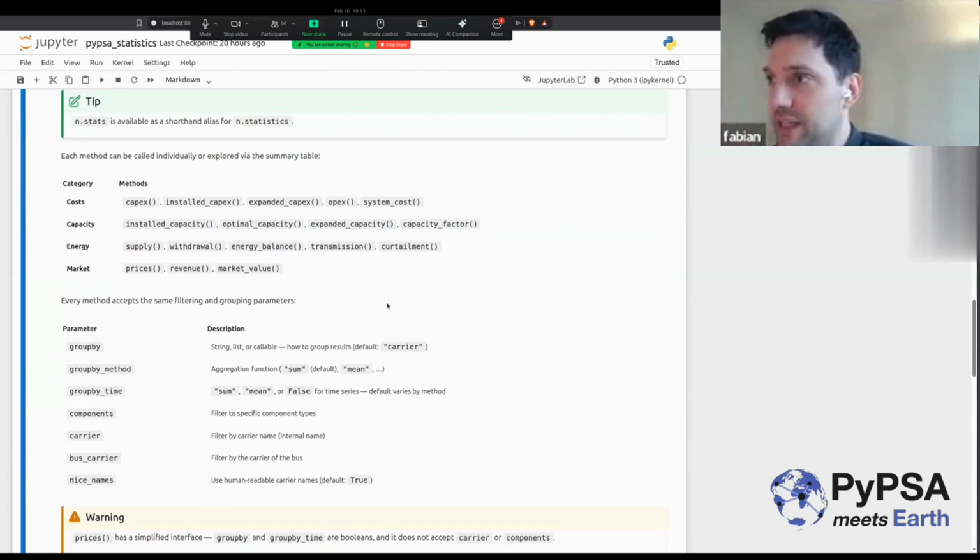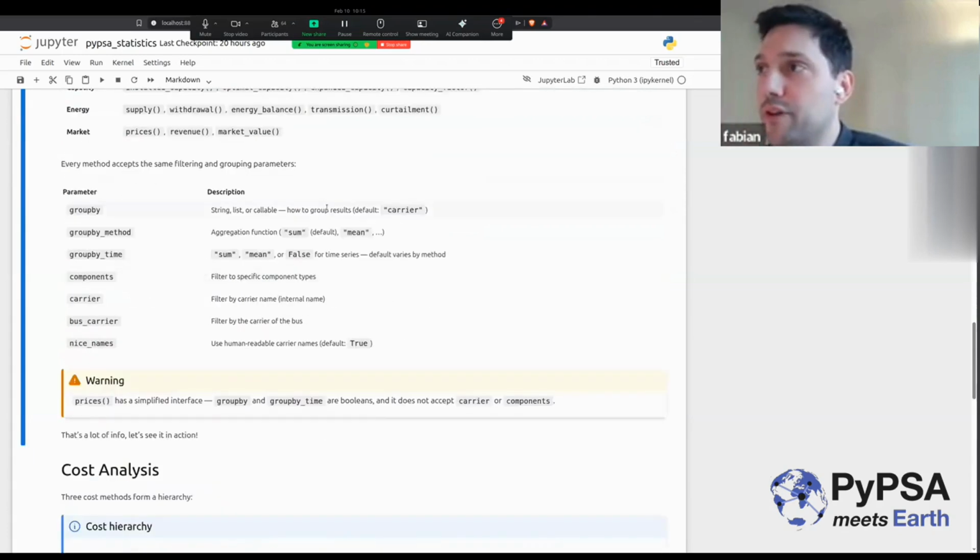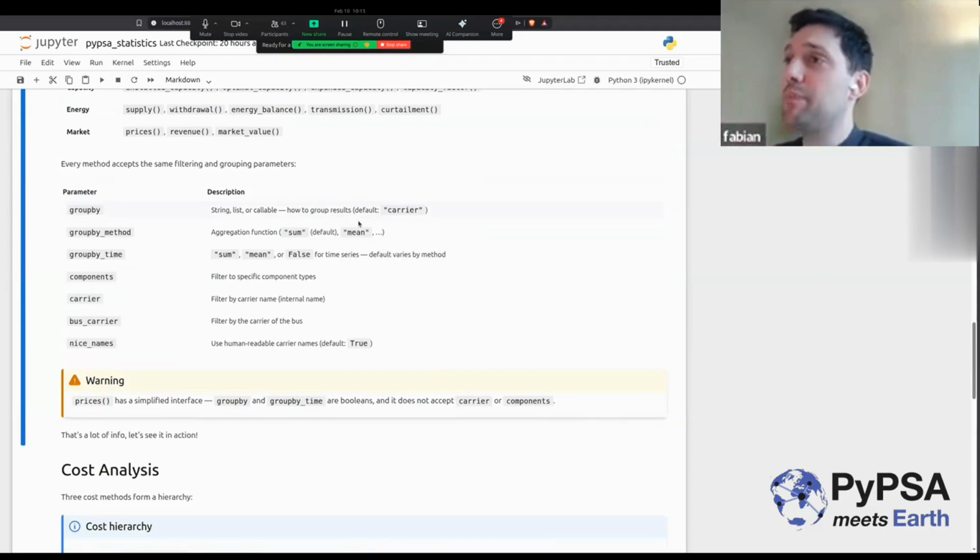And we're going into these functions one-on-one. And these functions not only come with reproducing what we had in the table, there are a lot of parameters that you can pass to the functions. So the first one that you probably realize is there's a groupby argument.